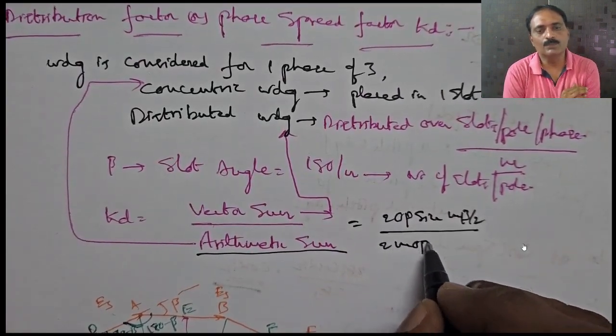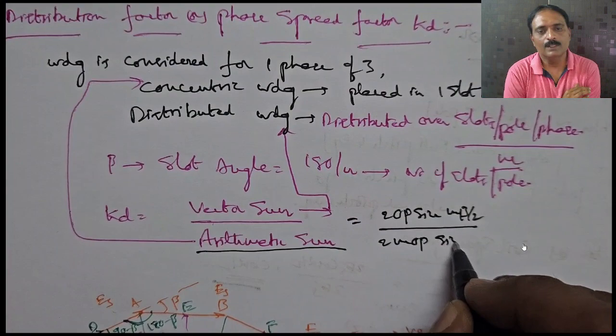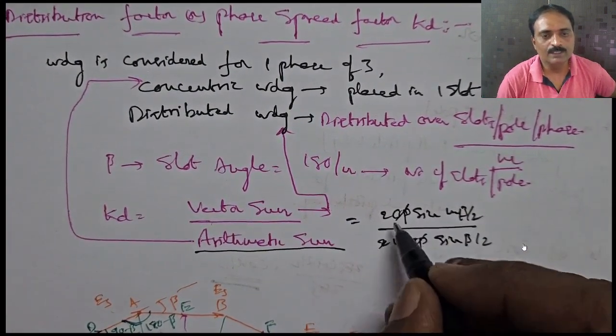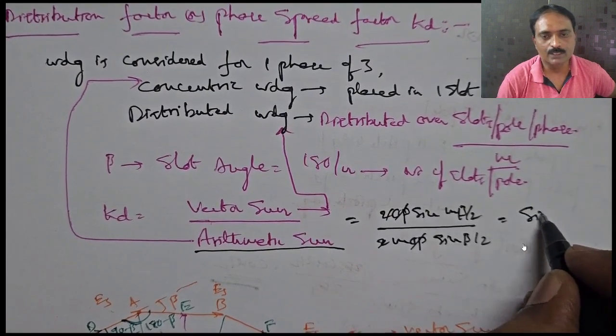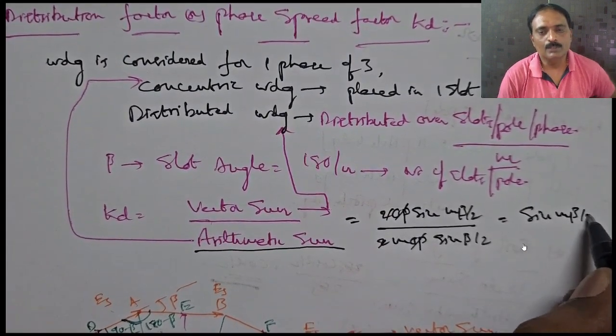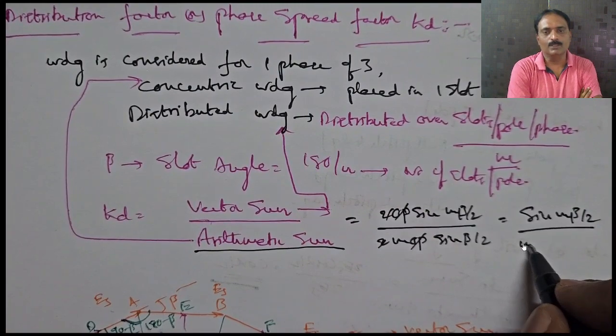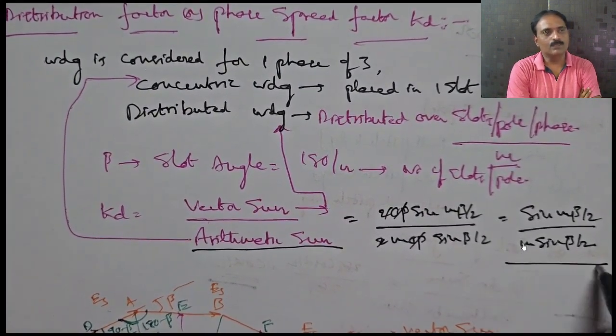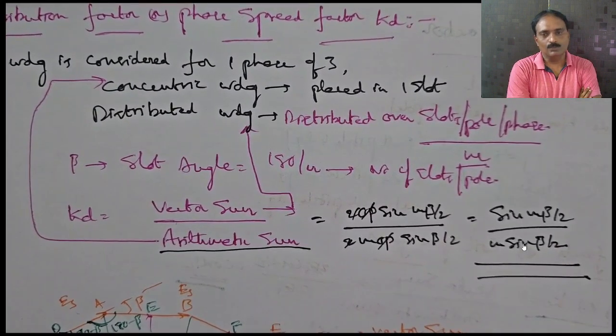So here OP gets cancelled and 2 gets cancelled, and we are left with sine m beta by 2 by m sine beta by 2. This will be the formula for finding out the phase spread factor or distribution factor.